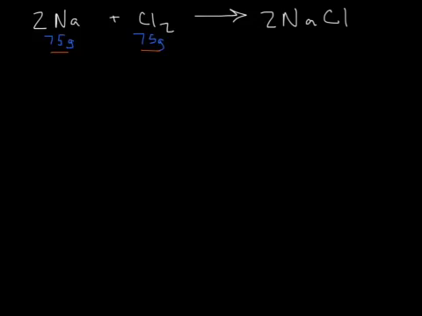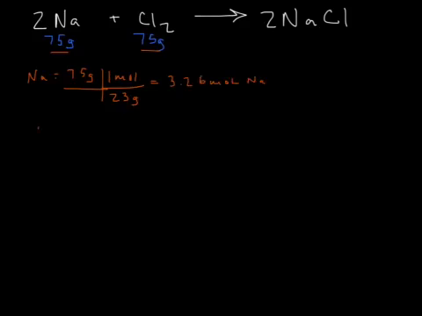As we look, let's start with sodium. We're going to convert this to moles. We have 75 grams of sodium. Sodium's molar mass is 23 grams. We're just going to make it easy: 23 grams in 1 mole. So we do that division, and we end up getting 3.26 moles of sodium.